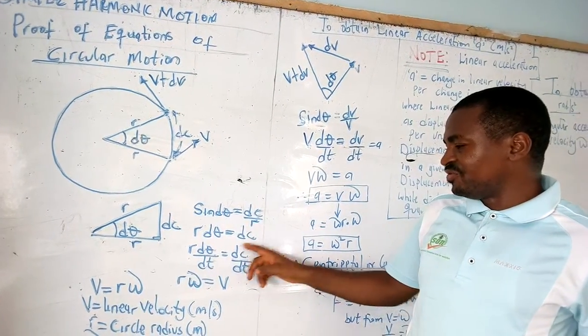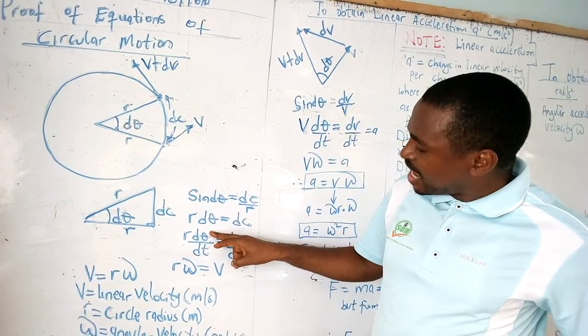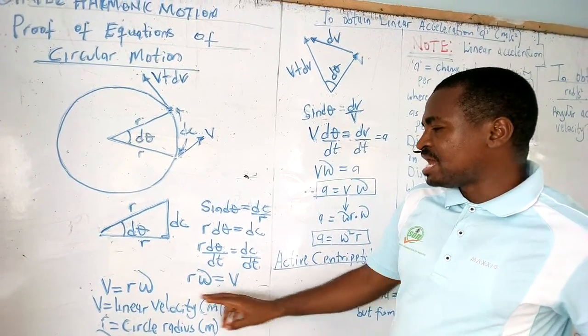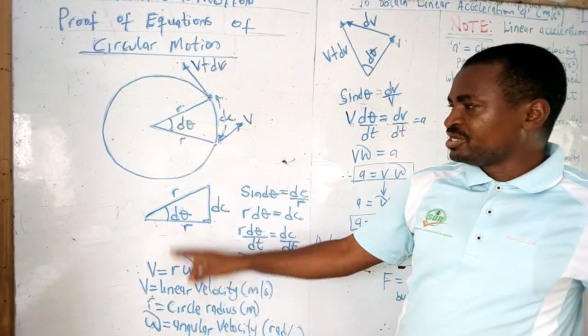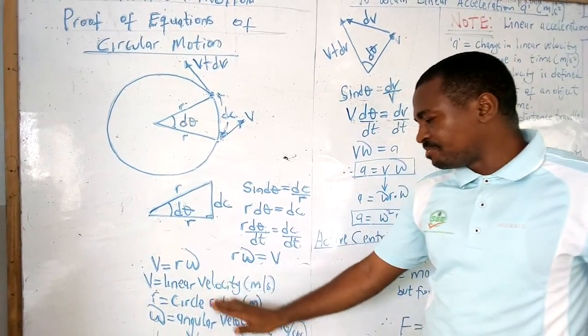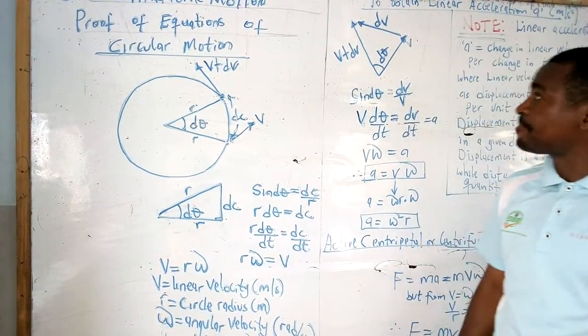And dc over dt is equivalent to the linear velocity. And then change in angle over change in time is taken to be the angular velocity. Therefore, our linear velocity is equivalent to the radius of the circle times angular velocity, where the parameters hold the units that we can see here.